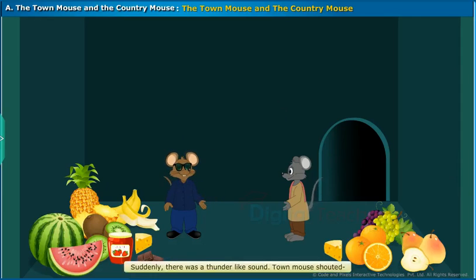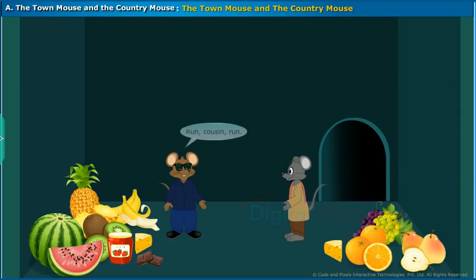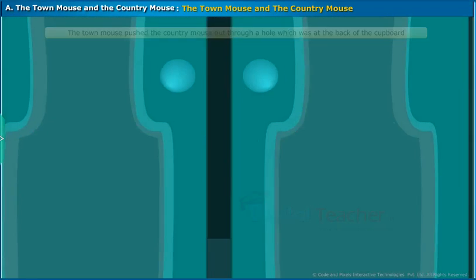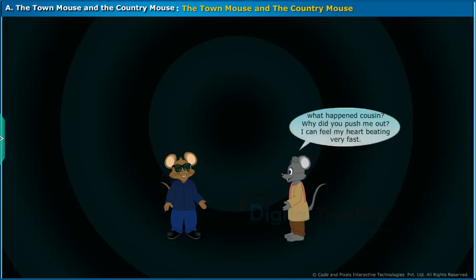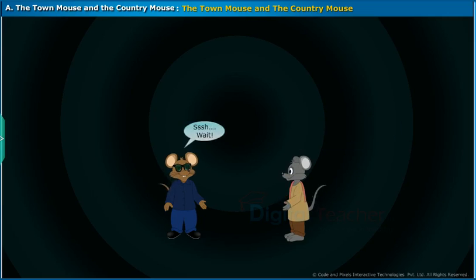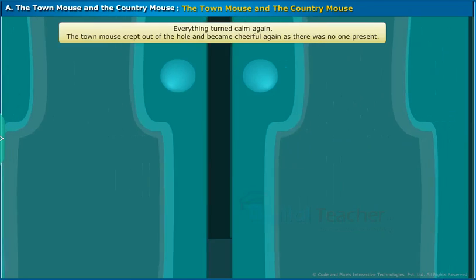Suddenly, there was a thunder-like sound. Town Mouse shouted, "Run, cousin, run!" The Town Mouse pushed the Country Mouse out through a hole at the back of the cupboard. "What happened, cousin? Why did you push me out? I can feel my heart beating very fast." "Shh! Wait!" Everything turned calm again.